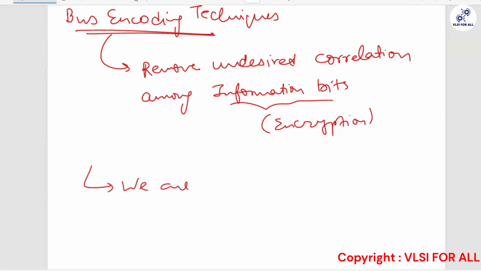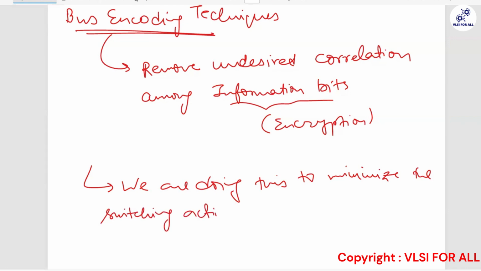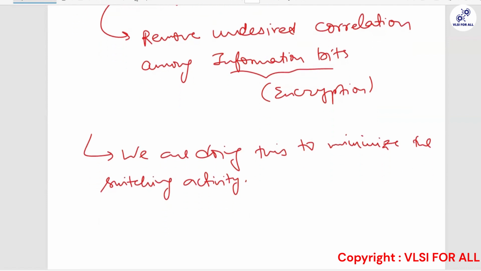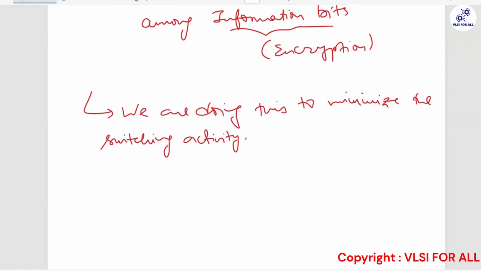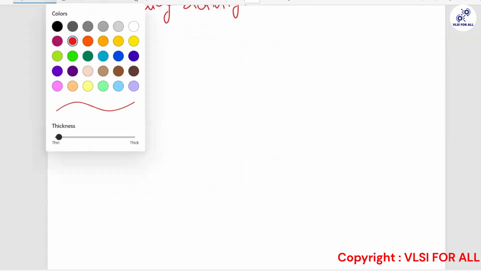We are doing this to minimize the switching activity. So we can say that if there are communication data bits and they are appropriately coded, then it can reduce the switching activity. Then in bus encoding, we will talk about these things.